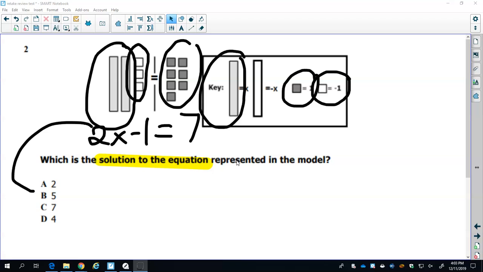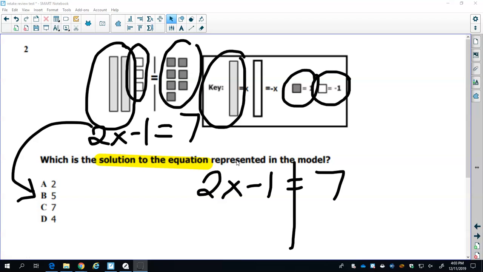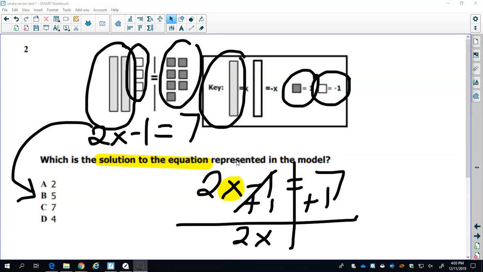Now notice that there's no answer here. So to get the answer, you're actually going to solve it to get the solution. So I'm going to take my equation, 2x minus 1 equals 7. I'm going to put my line down here. So again, when I'm solving an equation, I'm going to isolate my variable. So the first thing I'm going to do is undo my subtraction by adding 1 to both sides. When I add 1 to the left, it cancels out. And I have 2x remaining equals 7 plus 1 equals 8.